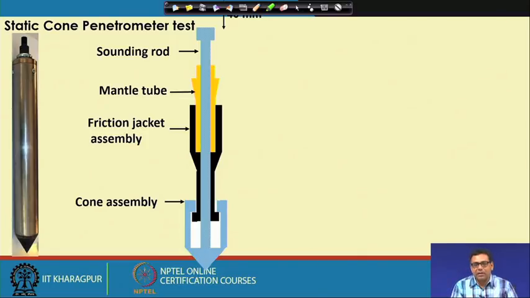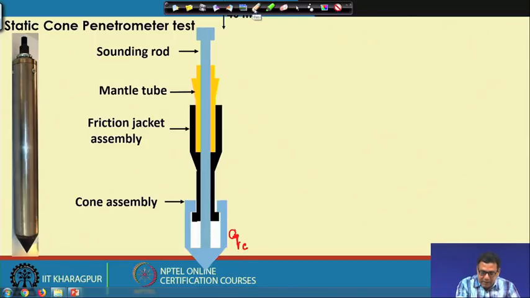The advantage of the static cone penetration test is that the cone resistance and the frictional resistance can be calculated separately. That will be helpful for our pile load carrying capacity design, because a pile has cone resistance and frictional resistance. So, in the first stage, when the sounding rod along with the cone assembly is pushed into the ground by 40 millimeter, we measure the resistance, which gives the cone resistance, QC.